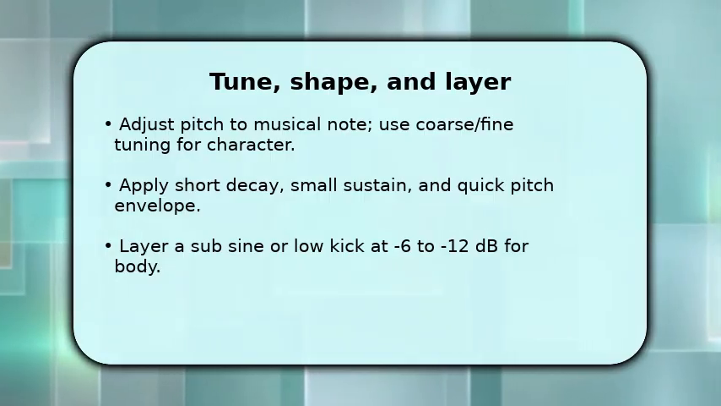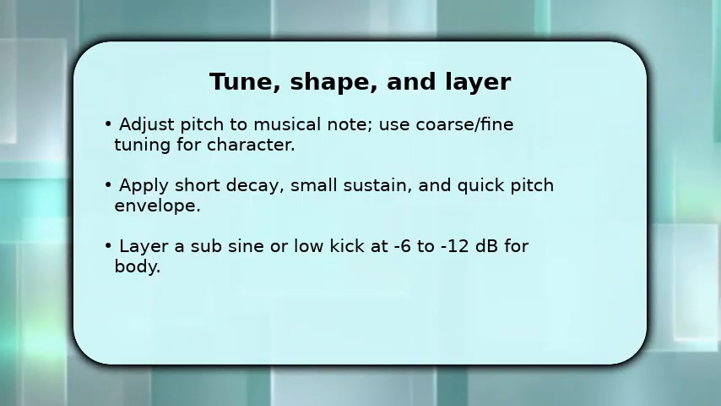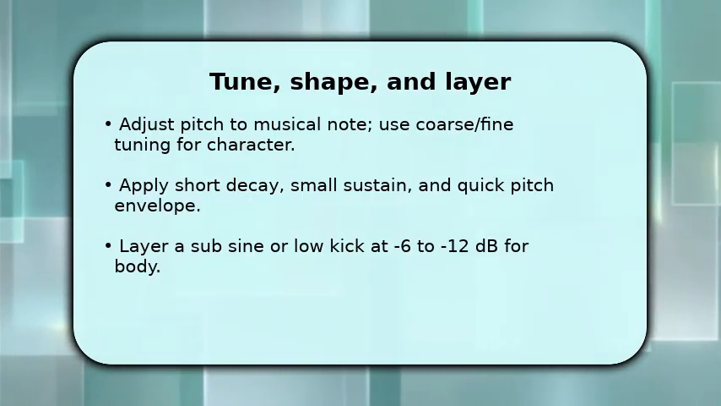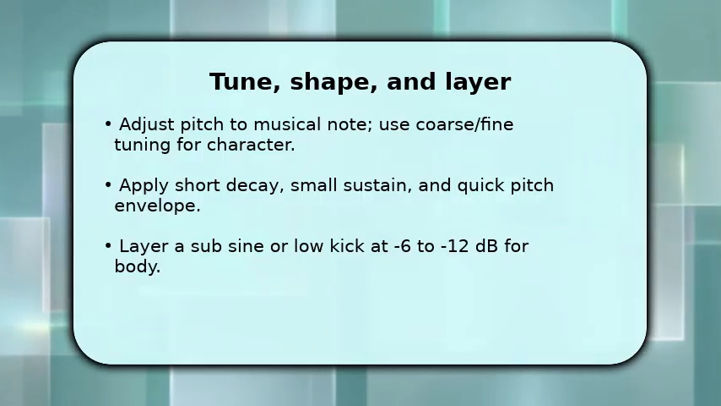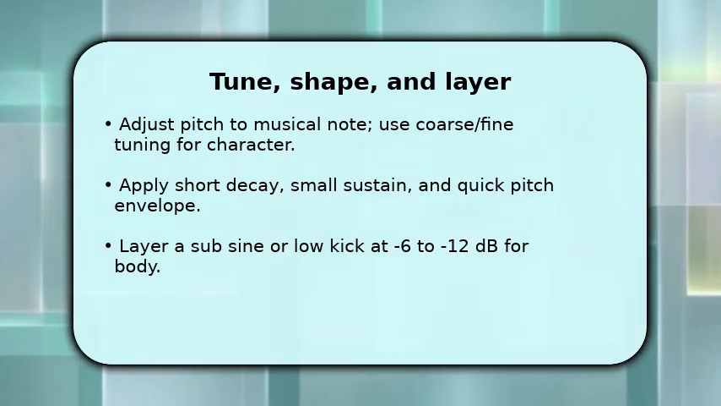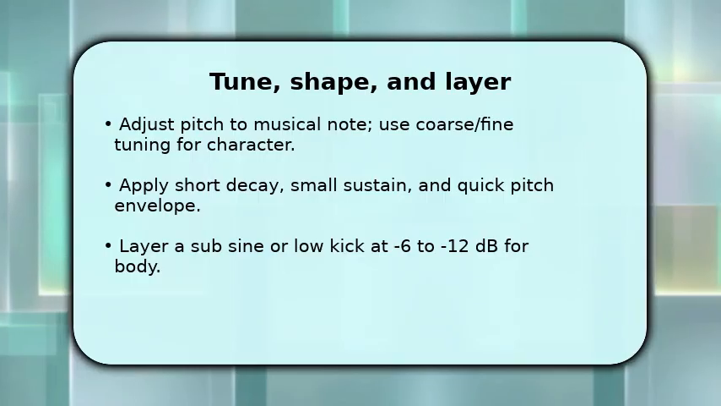Next, set a short decay and low sustain in the amp envelope to keep hits tight, and add a brief pitch envelope, a quick downward slide, so each strike has that thumpy click then settles. Finally, layer a low sub sine or softened kick underneath at around -6 to -12 dB.